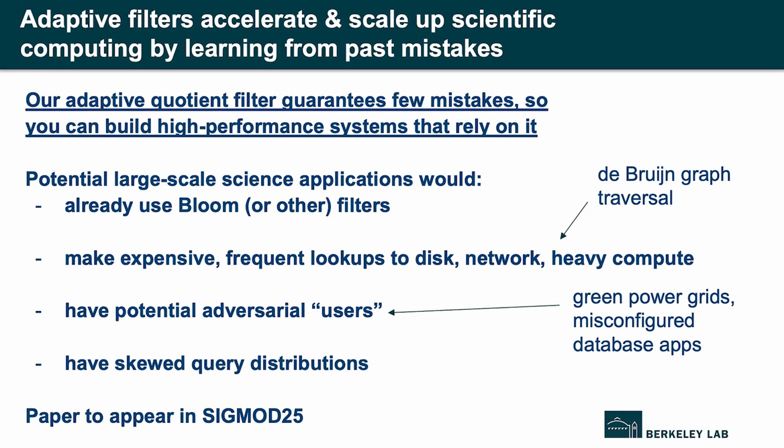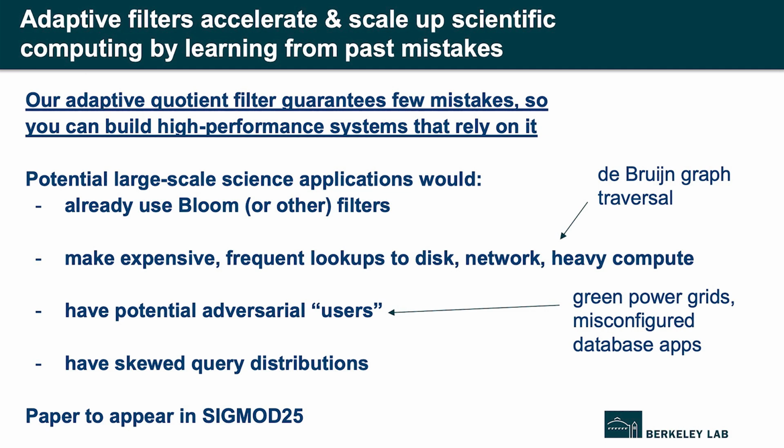Finally, I just want to say that you can scale up scientific computing by building systems that rely on these guarantees. We're looking for more applications that could benefit from these. Here are a couple of properties that an application might have where this would help. If you're already using filters like Bloom or something else, we might be able to help you. If you make frequent or expensive lookups to disk or over a network, or you have to do heavy computation to figure out if something exists, maybe a filter can save you some of that.